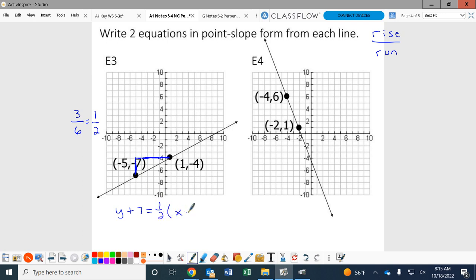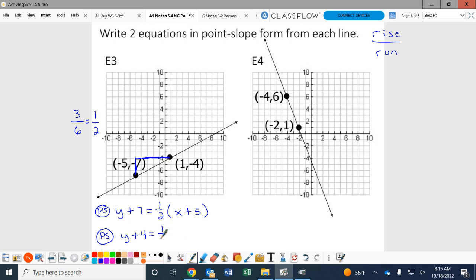And then in parentheses, x. Since this is -5, it's going to be plus 5 when you write it in your problem. That's one of your point slope answers. The next one in point slope form is going to be y. Since this is a -4, it's going to be plus 4 equals. The slope is going to be the same for both of these points.